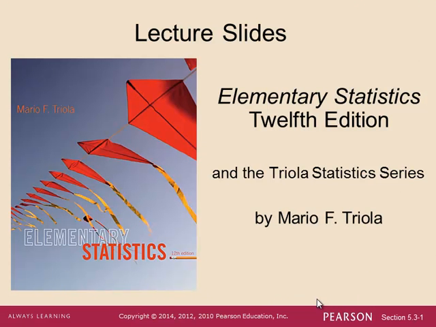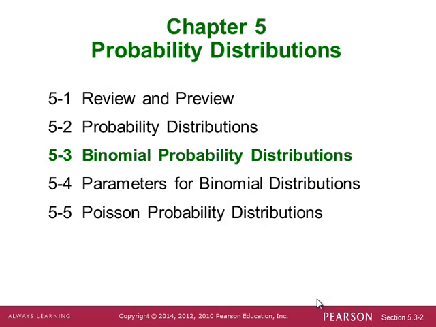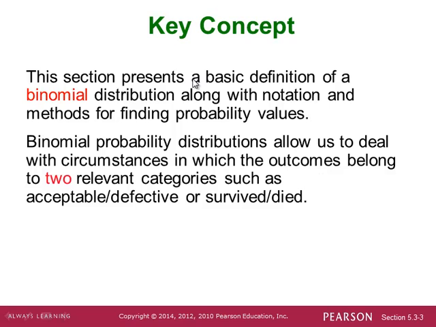We now are going to push into section 5.3, talking about our very first distribution. Now that we know what a probability distribution is, that distribution is going to be the binomial probability distribution, one of the discrete distributions that we're talking about here in the course. We're going to talk about the basic definition of the binomial distribution along with notation, methods for finding binomial probability values.